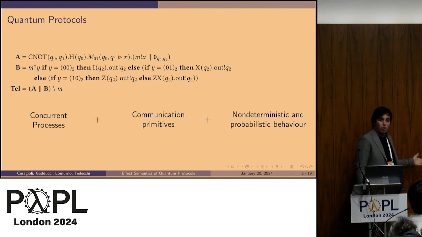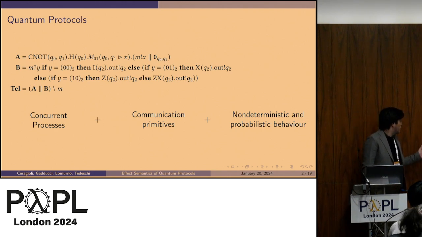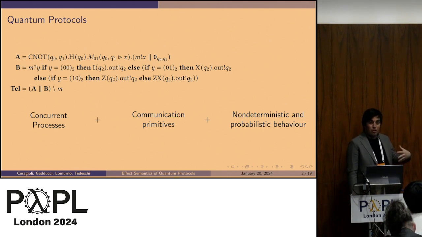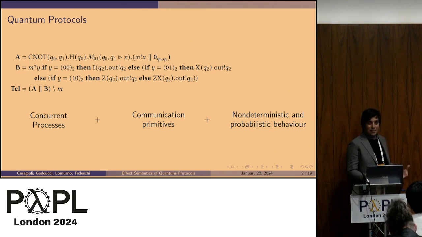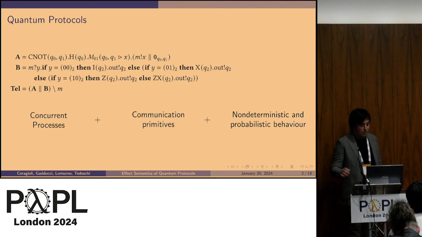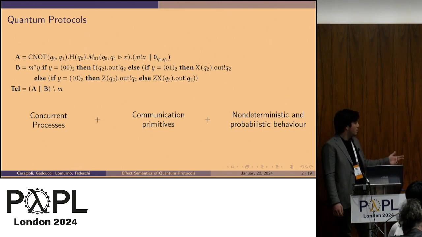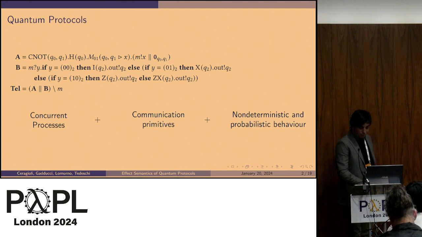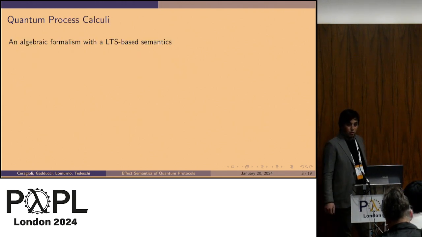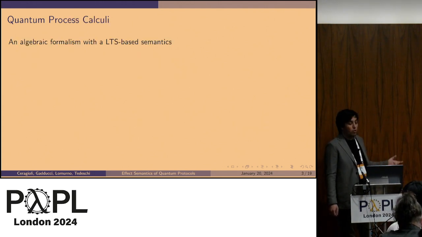...most famous quantum protocols, quantum teleportation, but in general, we are interested in modeling quantum protocols, and they all share some common features. We often have concurrent processes, so agents that act independently. They can synchronize with some communication primitives, and we often have non-deterministic behavior, and since we're doing quantum computing, also probabilistic behavior resulting from measurements.